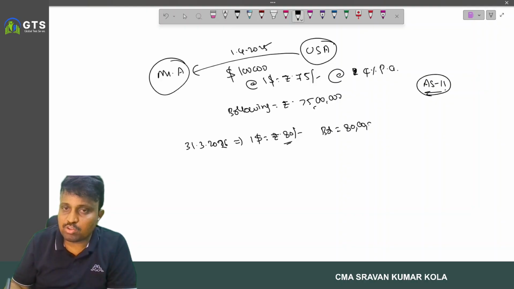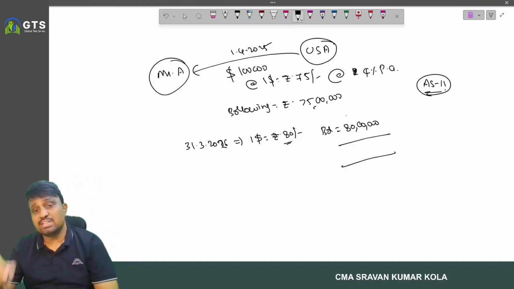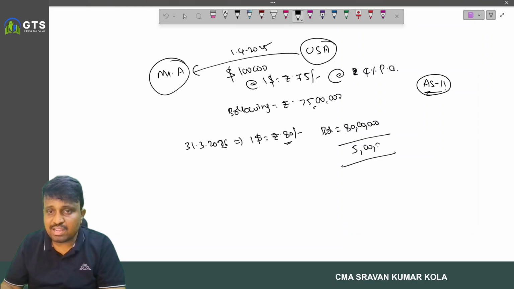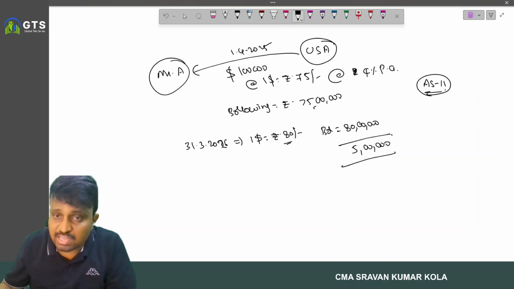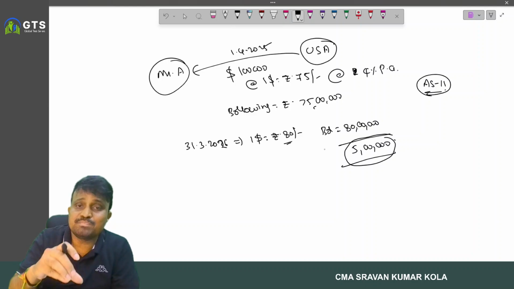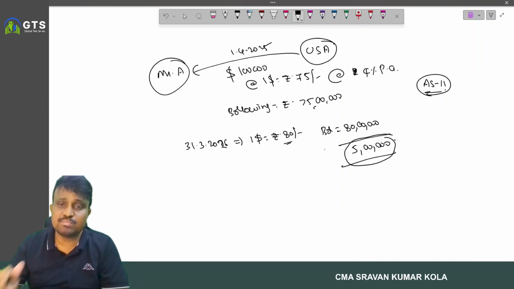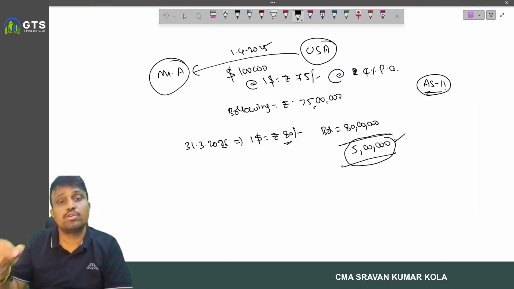80 lakhs. Borrowing will be what? 80 lakhs. And the total difference, how much amount of borrowing increases? 5 lakhs. And this 5 lakh increases due to change in exchange rate. Shall we consider this 5 lakh, the exchange difference on principal part of foreign currency borrowing, as a borrowing cost as per AS-16 or not?